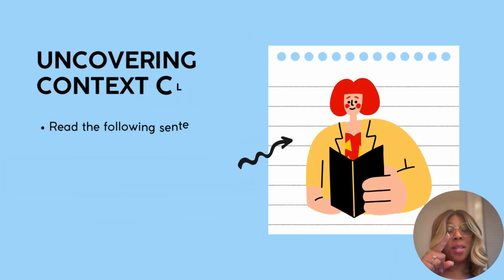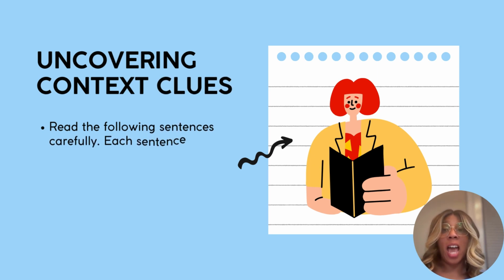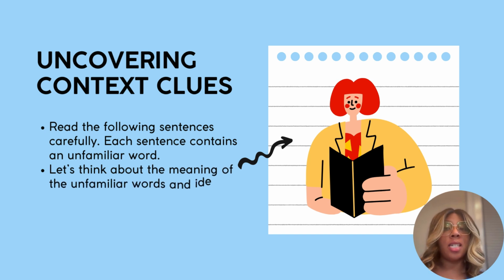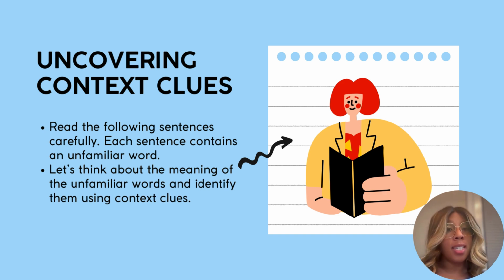Now it's going to be your turn to practice uncovering context clues. Read the following sentences carefully. Each sentence contains an unfamiliar word. Let's think about the meaning of the unfamiliar words and identify them using context clues. Are you ready?